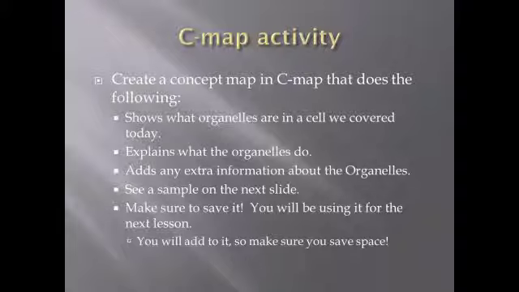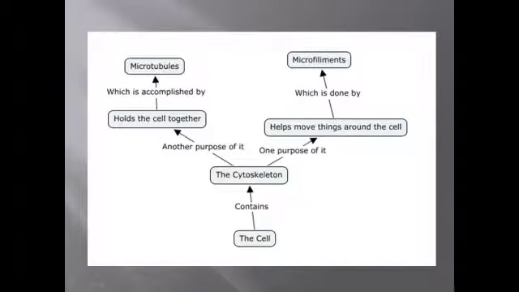Now I have an example on this slide here. Let's just see kind of what I'm looking for. I created my own partial CMap. So yeah, here in the middle I have the word the cell. It contains a cytoskeleton, which is one of the key terms I covered today. It has two purposes. The first purpose is it helps to move things around the cell, which is done by microfilaments. Its second purpose is it holds the cell together, which is accomplished by microtubules. I want you guys to create something like this, and you guys can copy this one right here. I've already given you the cytoskeleton, so you can go ahead and copy this one here. And I want you to do that for every single organelle that I covered today.